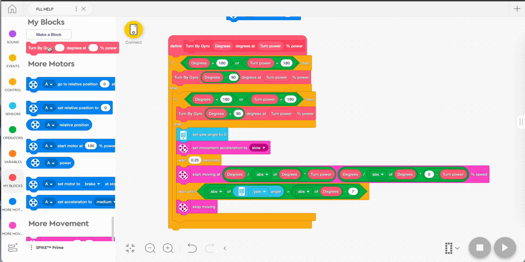And let's say we want to put this into some code. Let's say I want to turn 45 degrees to the right. I'm going to put 45 degrees. Let's say I want it to be direct. So a good suggested power would be 50, or you can go 60 if you want to get there faster. There you have it. There's turn by gyro.